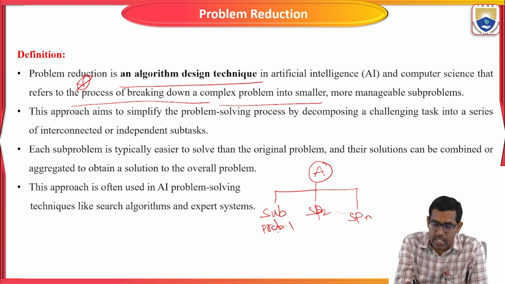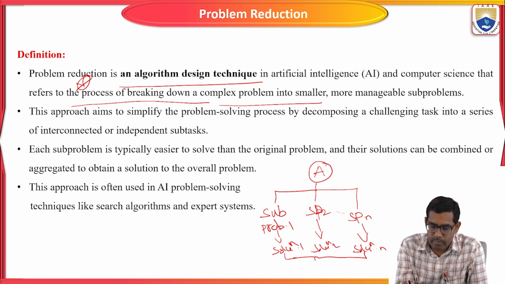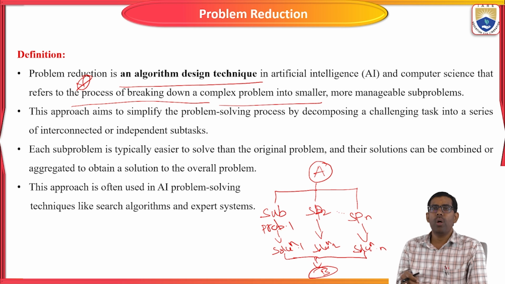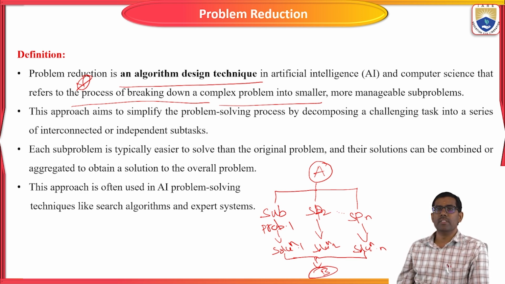Each and every one of these has some solution: up to n we have solution one, solution two, up to solution n. Again we are going to put them in one block. We combine all the solutions into one block, then we use that solution for solving various problems. This is the concept of problem reduction in artificial intelligence.